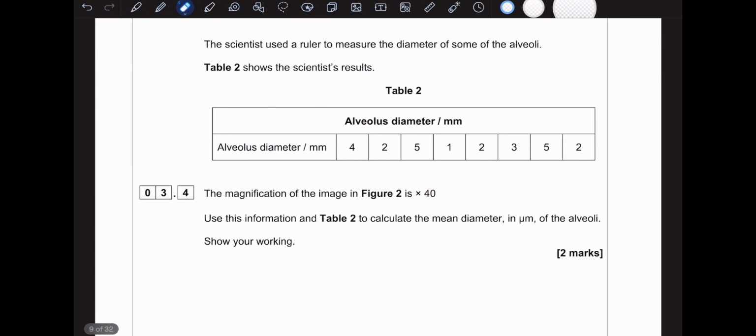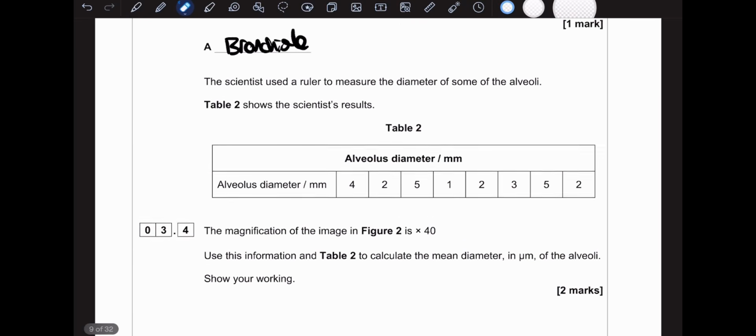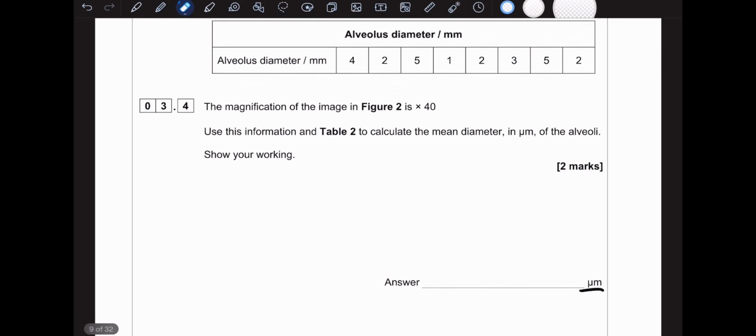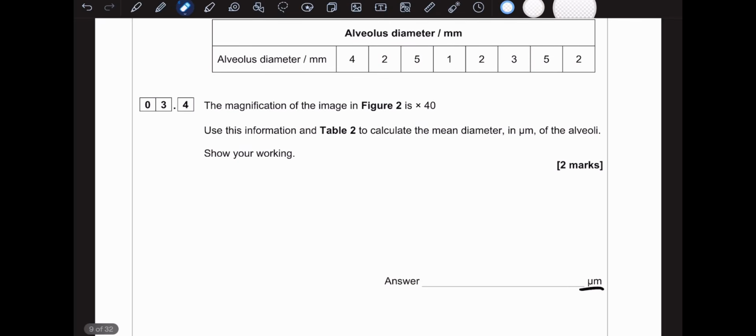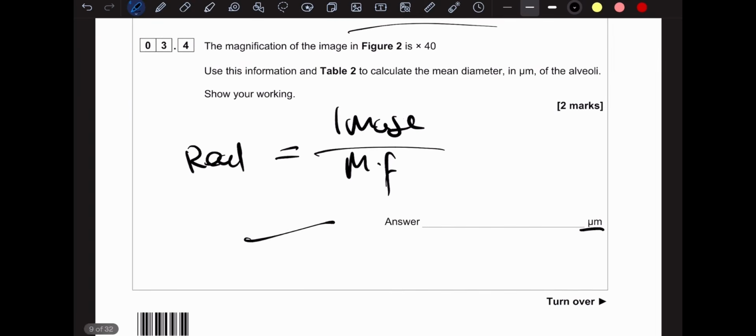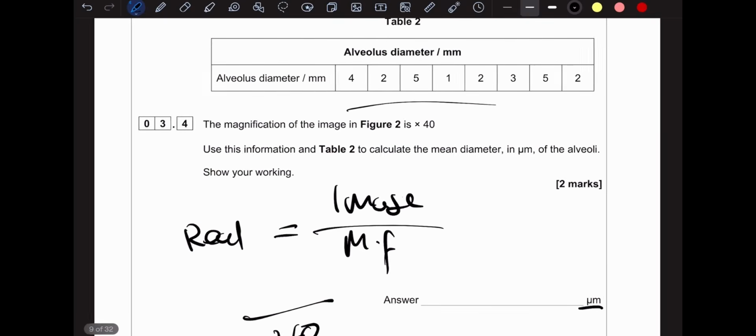Scientists use a ruler to measure the diameter of some of the alveoli. Table 2 showed the scientists' results. We have a table of the alveolar diameters, we know the magnification is 40x, and it wants us to calculate the mean diameter in micrometers of the alveoli. So the formula we're using is the real size equals the size we see in the image, which is the table values, over the magnification, which is 40. So it's something over 40, and then we just have to calculate the mean of these.